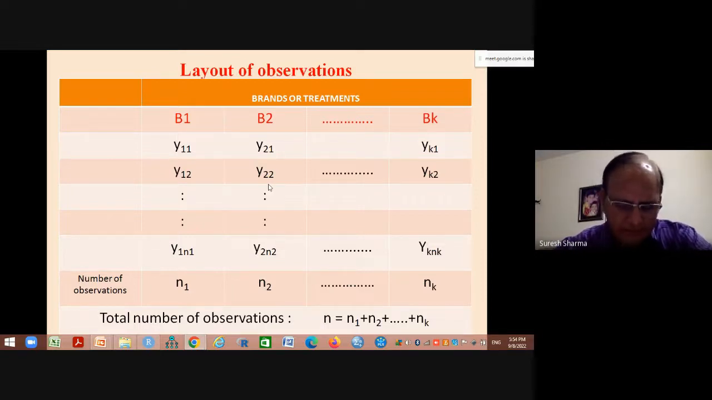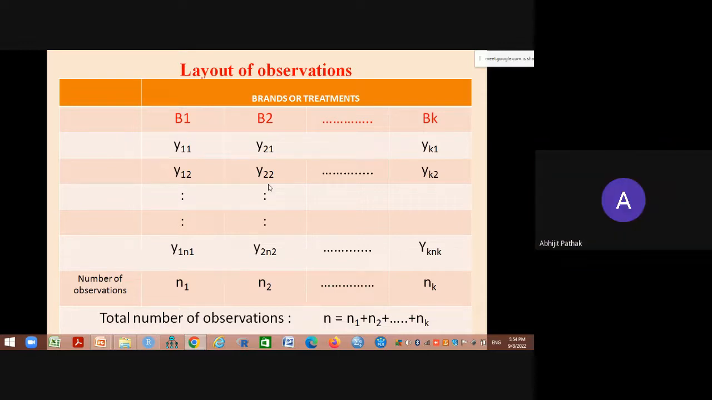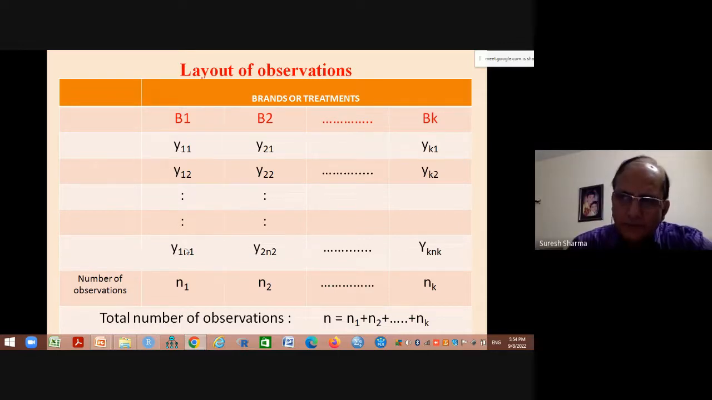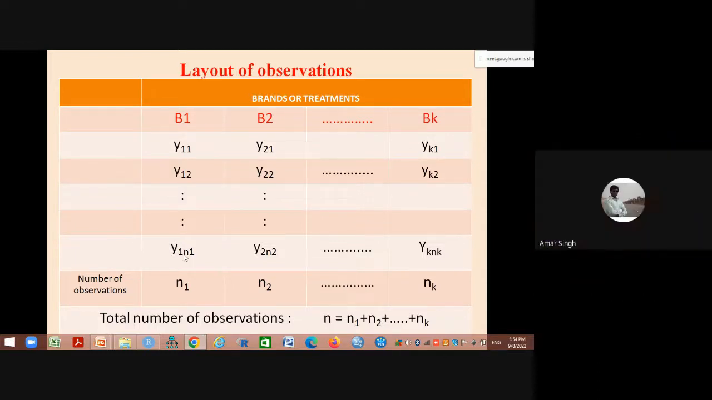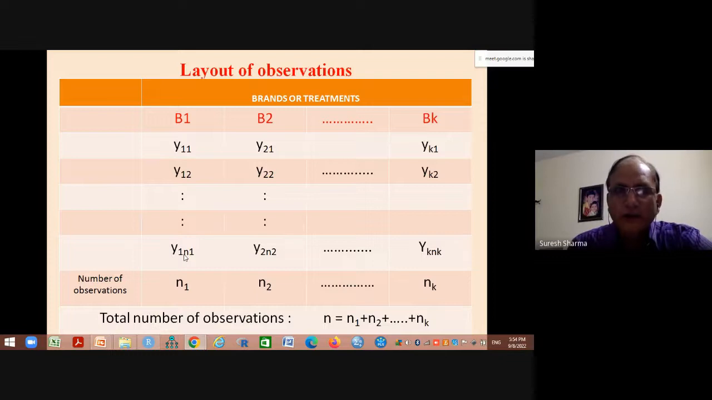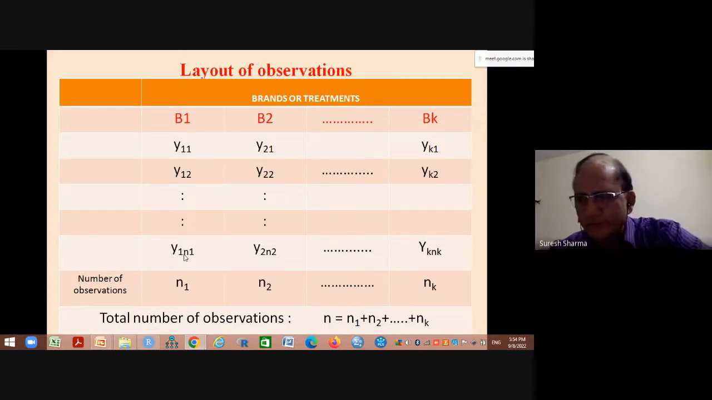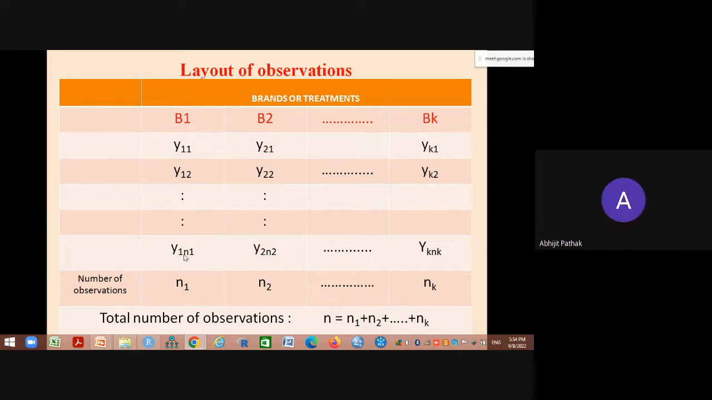Will there be variation between brands, sir? Yes, and there could be within variation also, within the same brand. Yes or no? Definitely. But what do you think: will between variation be more or within variation be more? That's my question. Between, group variation.